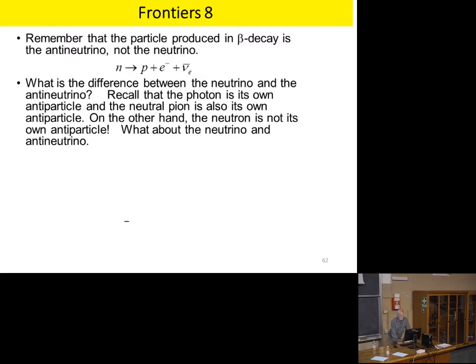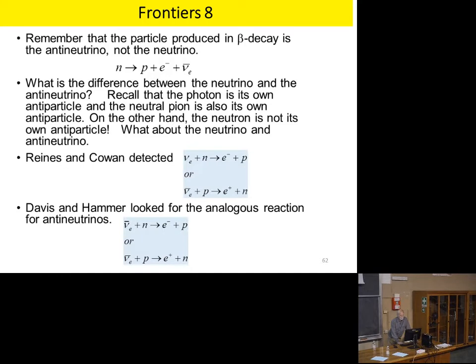And now I want to go on. So remember that the neutrinos are produced by beta decay. The antineutrino, and that's the antineutrino, not the neutrino, because we have to conserve the number of particles. Since the electron is a particle, then it has to be the antineutrino. The difference between the antineutrino and neutrino, what is it? Recall that the photon is its own antiparticle. The neutral pion, one of the particles we looked at, is also its own antiparticle.